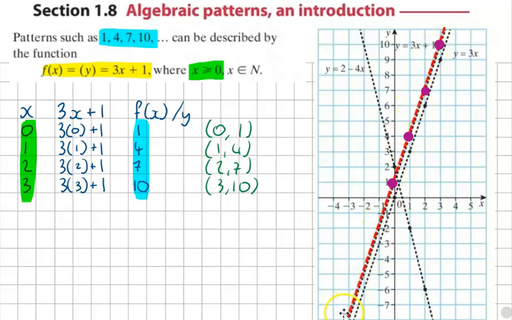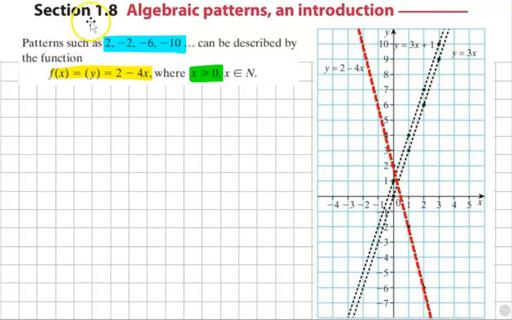So now we have a new red line. This is representing the function y = 3x + 1. So then we have (1, 4). So that's that point there. Then (2, 7). That's that point there. And (3, 10). That's that point there.